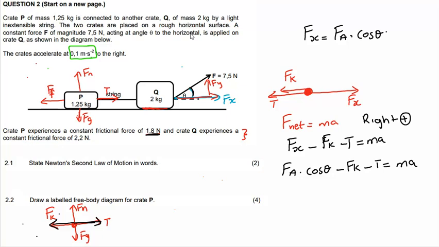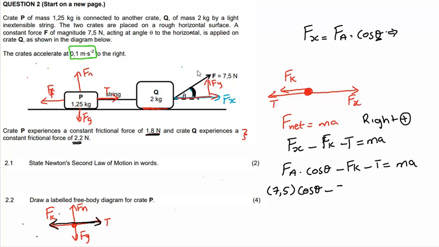Now let's do the substitution. Let's substitute what we know. We know that the applied force was given as what? 7.5 multiplied by the cos of theta. Remember, we are looking for that angle theta, because this angle is the one that we substitute on our horizontal component. This is the angle that we are looking for. So we're going to minus the kinetic friction that was given. Remember, the kinetic friction of crate Q was given as 2.2.